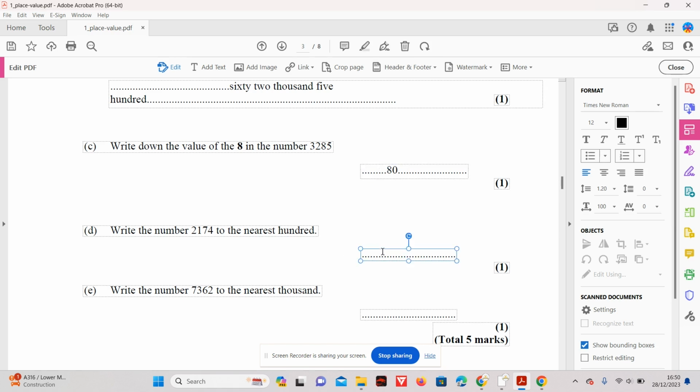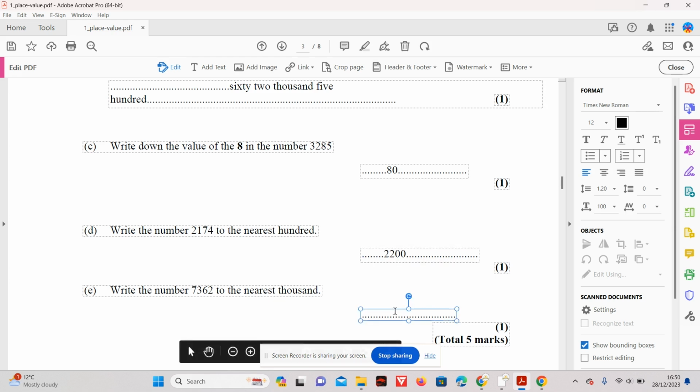Write down the number 2,174 to the nearest 100. So for this one, we need to look at the 10s this time because it's the nearest 100, and this time it's a 7, 2,174. So we need to round up that 1 to 2. So that's going to become 2,200 as our final number. I hope that makes sense.